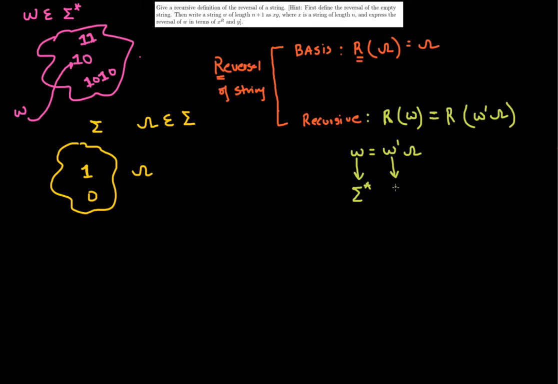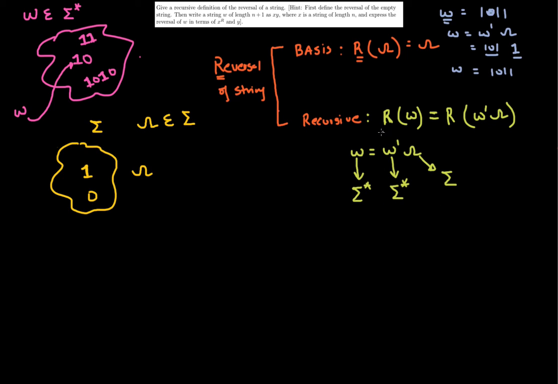W prime is some string that belongs in sigma star, and omega over here is some character that belongs in sigma. And again, let me give you a concrete example. So if I think of my string w as, let's say, 1011, then what it means is this w is the concatenation of w prime followed by omega. So w prime is going to be 101, and this omega over here is just going to be 1. And when I concatenate 101 with 1, I get back 1011, which is what w is.